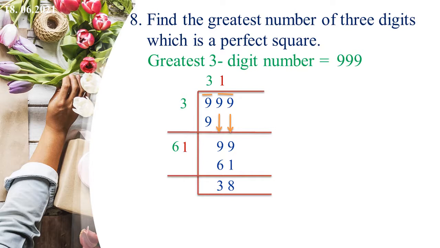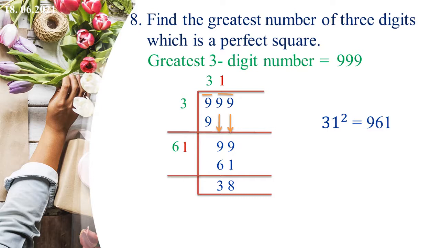This shows clearly that 999 is not a perfect square. Here 31 square equal 961. We see that 999 is greater than 31 square and less than 32 square.